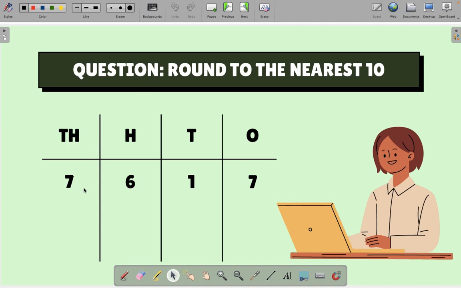The first question is 7617. I've just added the position for the sake of clarity. You have to round this off to the nearest 10. The answer is 7620. Very good. So you look at this 7. 7 is greater than or equal to 5, so you just increase this by 1. So 7620.